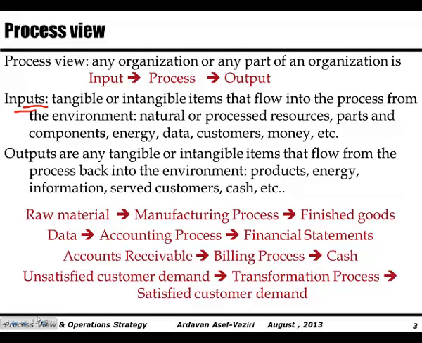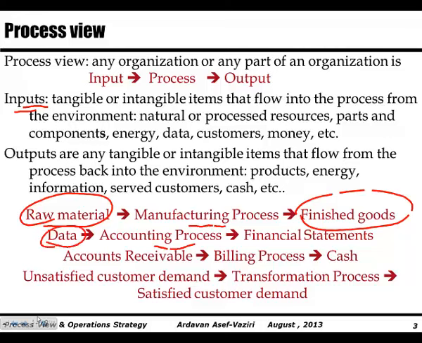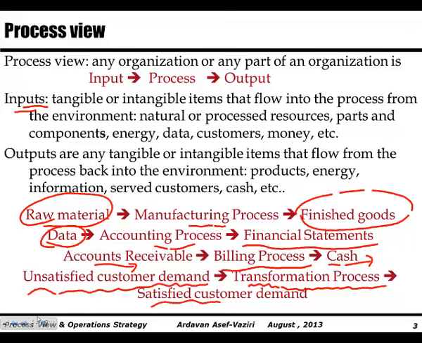These are examples of some processes. So in a manufacturing process, raw material are input, among some other things, and finished goods are outputs, among some other things. In an accounting process, data is input, financial statements are output. In a billing process, account receivable is input and cash is output. In general, in a transformation process, unsatisfied customer demand is input, and satisfied customer demand is output.